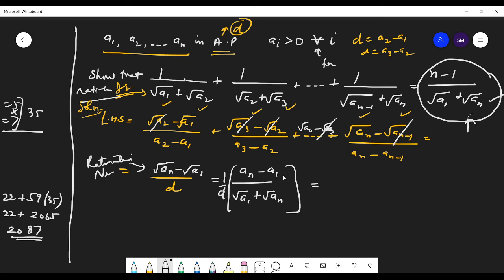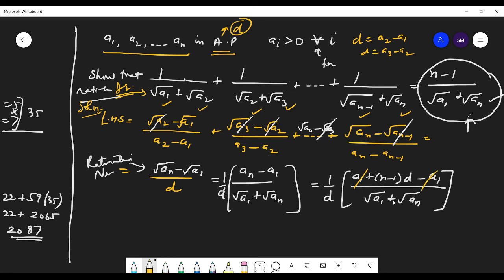Tell me what is an minus 1? an minus a1. अरे भाई, an कैसे लिखते हैं? a1 plus n minus 1 into d. Yes or no? Okay. Pretty simple.